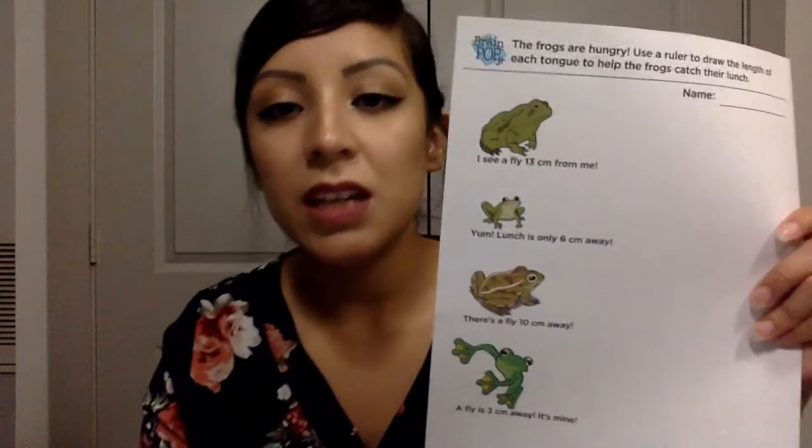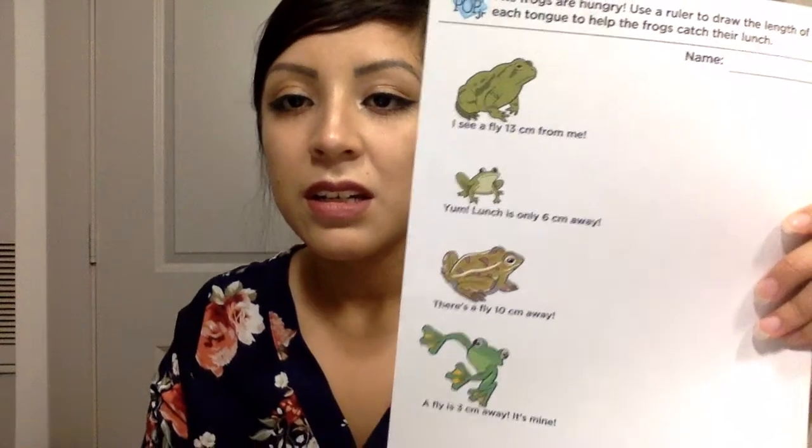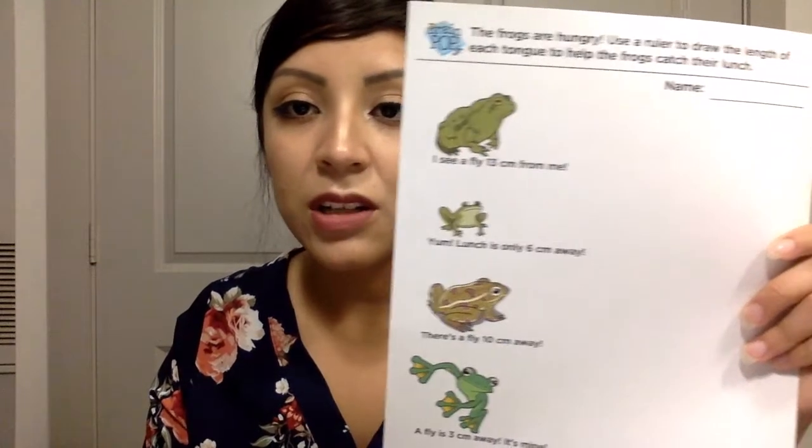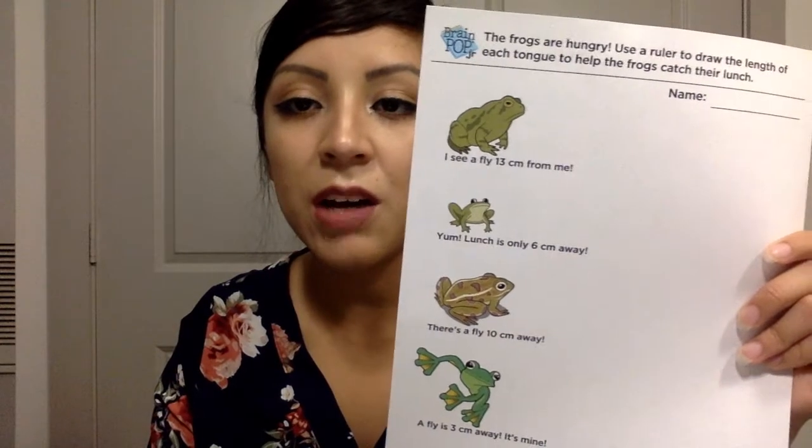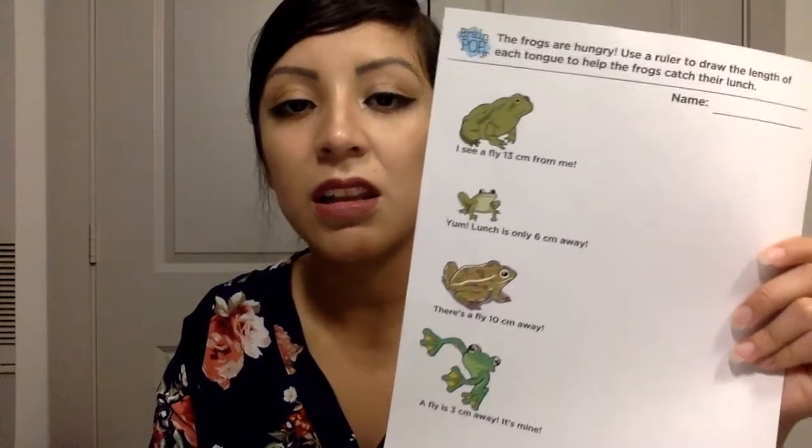What we are going to do next is work on a quick worksheet to again reinforce our measuring skills. For now, you don't need any materials out. I'm just going to show you the paper and explain it, and then we can do it together as a class. So here is the paper. It says, the frogs are hungry. Use a ruler to draw the length of each tongue to help the frogs catch their lunch.